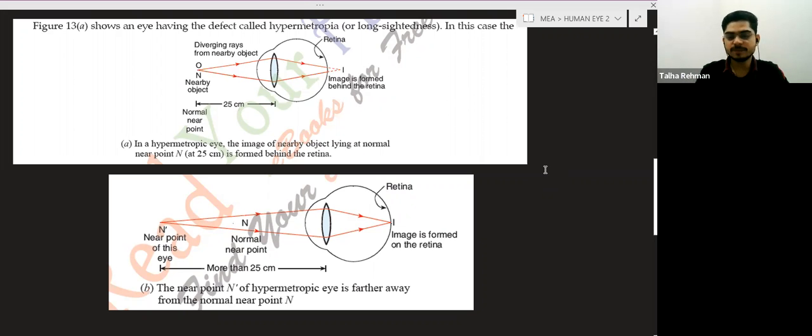Draw these two diagrams, and after this we will discuss the correction of hypermetropia.